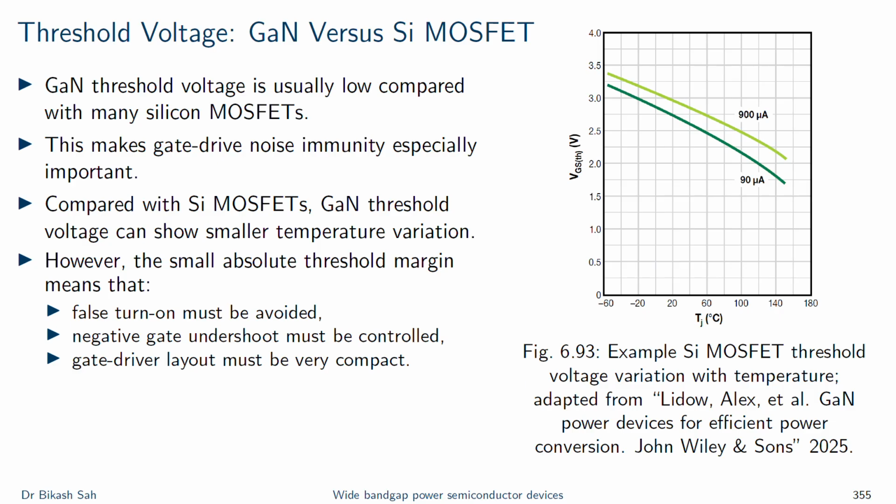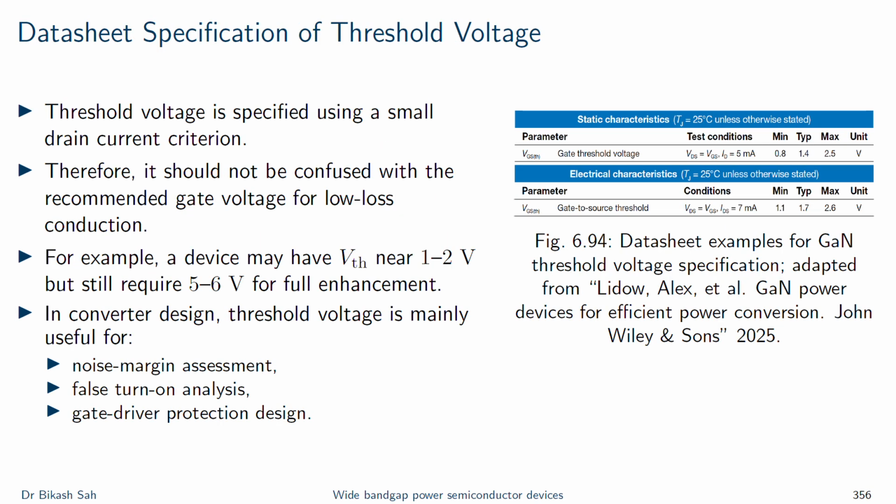For GaN, the real concern is actually the combination of low threshold, high switching speed, and strong capacitive coupling. This is why GaN layout must use tight gate loops, Kelvin source connection when available, and carefully selected gate resistance. Now we are moving towards the datasheet specification of the threshold voltage.